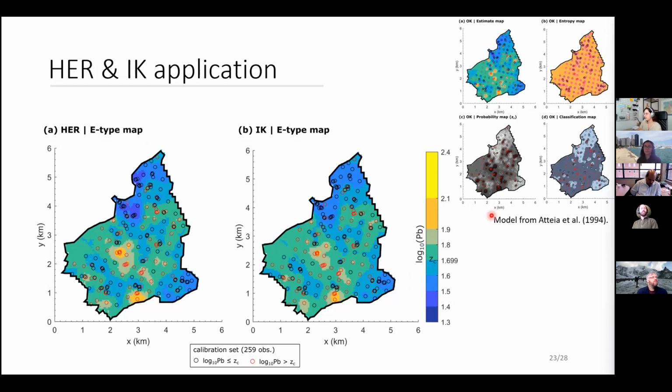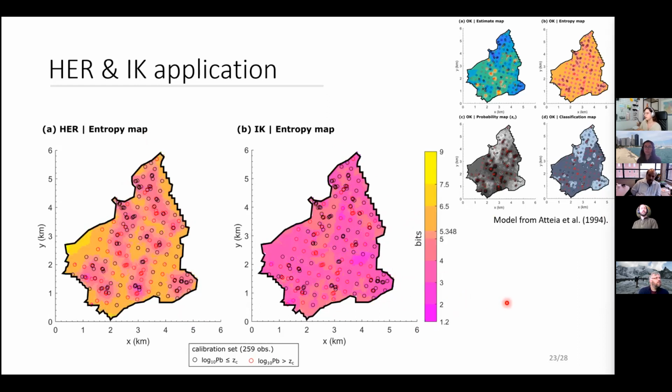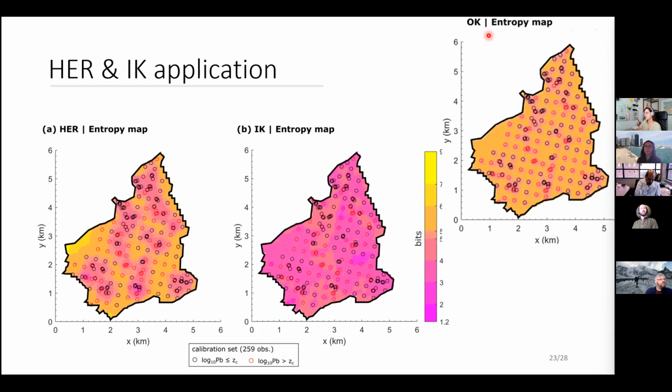And here we can see that HER presents larger areas of extremely low or extremely high lead concentrations in relation to indicator kriging. For the local uncertainty, this entropy map here, the color scheme means that more spread out distributions are represented in yellow and narrow ones in pink. And in both cases here, we can nicely check the impact of the heterogeneous regions on the uncertainty when we contrast it with the ordinary kriging map, which basically simply presents lower uncertainty in regions dense in observations. And this doesn't happen here in both cases.